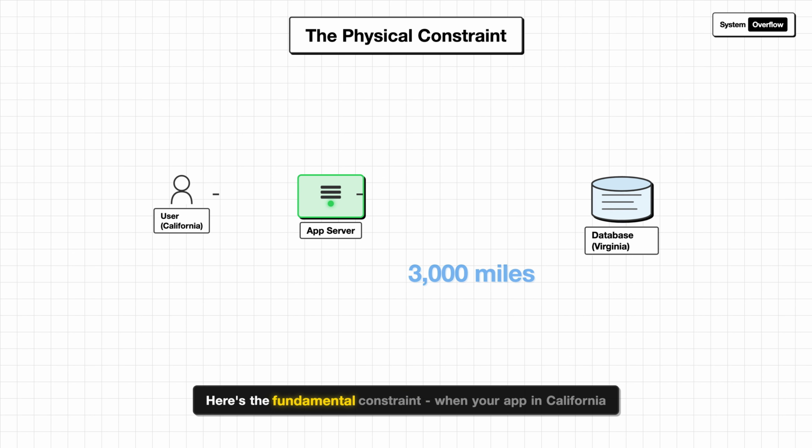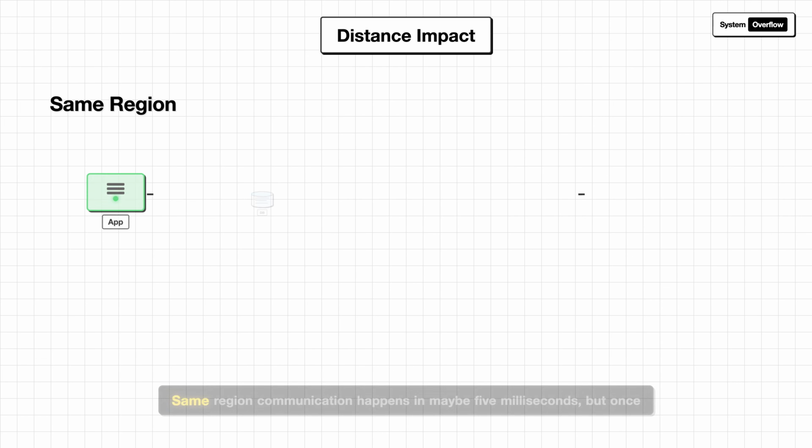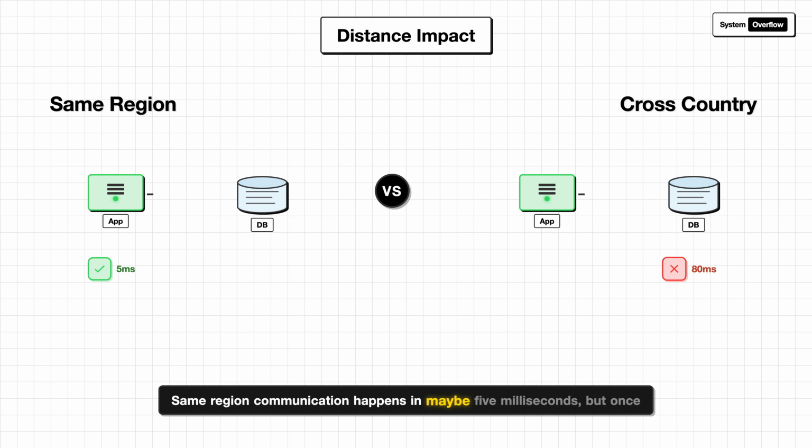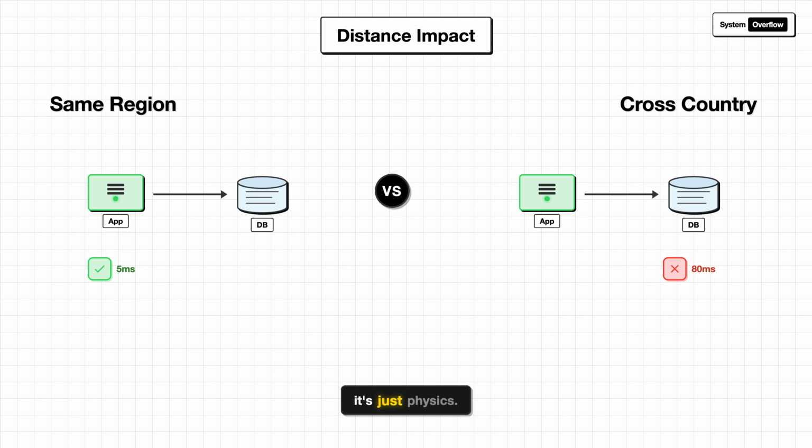Here's the fundamental constraint. When your app in California needs data from a database in Virginia, that request has to physically travel 3,000 miles through fiber optic cables, and there's just no way around that delay. Same region communication happens in maybe 5 milliseconds, but once you go cross-country, that jumps to 80 milliseconds or more. And this isn't a bug you can fix, it's just physics.